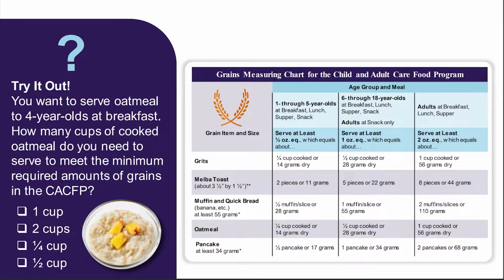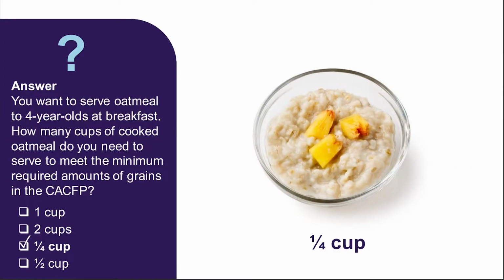Okay, how about 2 cups of cooked oatmeal? How about 1/4 cup of cooked oatmeal? Or 1/2 cup of cooked oatmeal? All right, nice work, everyone. The answer is 1/4 cup cooked oatmeal.